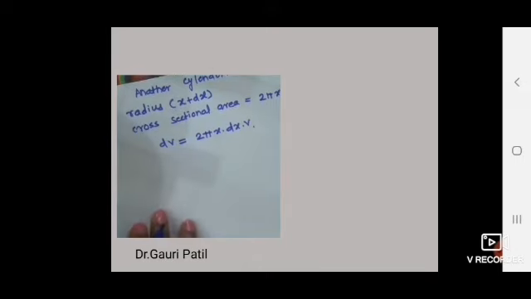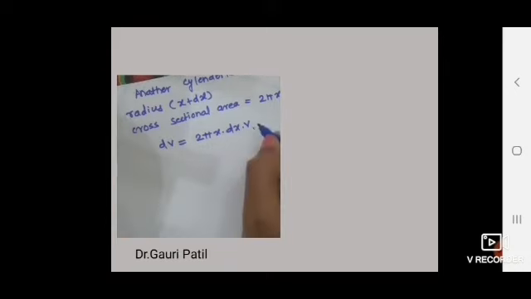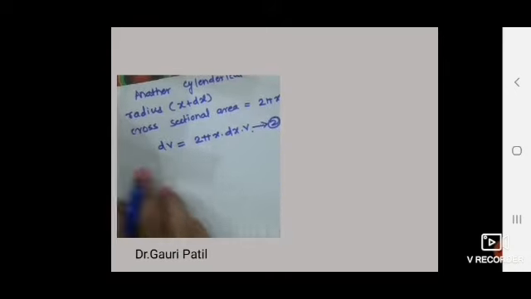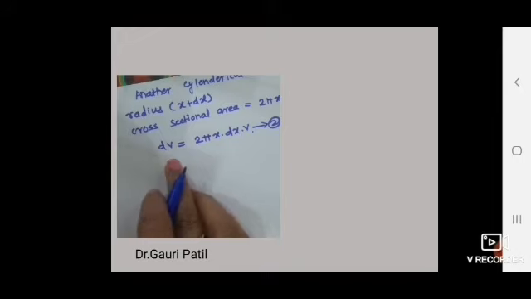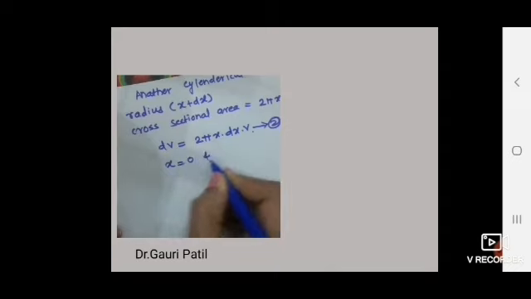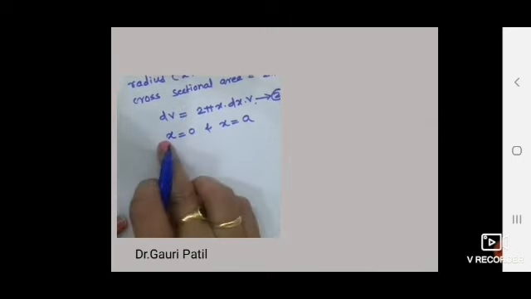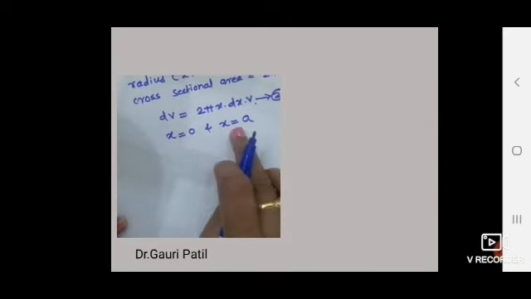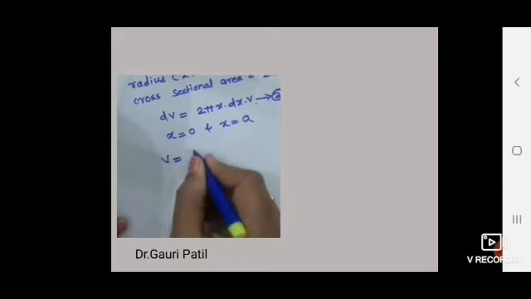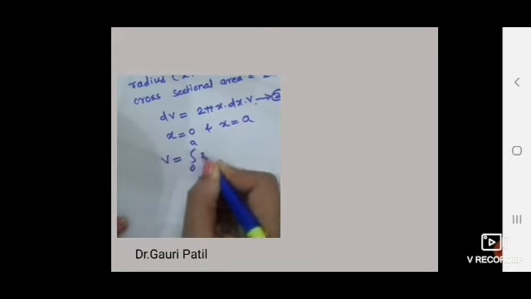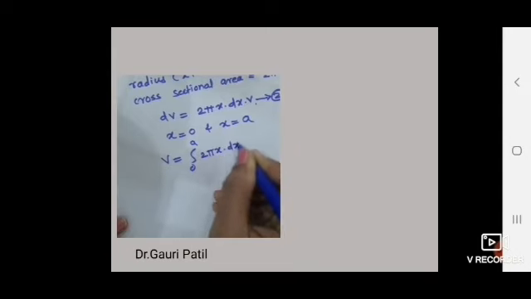So, the volume V of the liquid flowing per second through the capillary tube will be obtained by integrating this equation, because we want to know the volume of the liquid flowing per second through the capillary tube. We integrate between the limits x equal to 0 and x equal to a. So we get V equal to integral from 0 to a of 2 pi x dx v.